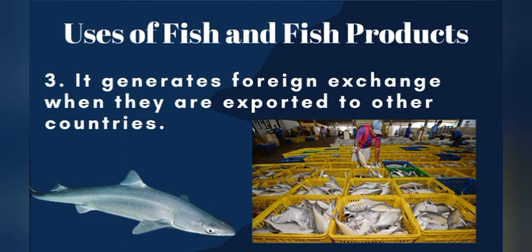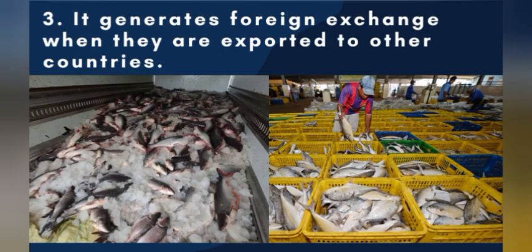Number three, it generates foreign exchange when exported to other countries. There are some countries in the world that export fish to other countries as a source of foreign exchange, as income. Countries that are surrounded by large water bodies like Thailand, so they have water bodies all around them, go into fish farming. They harvest fish in large quantity. They have very massive machines for harvesting large quantities of fish.